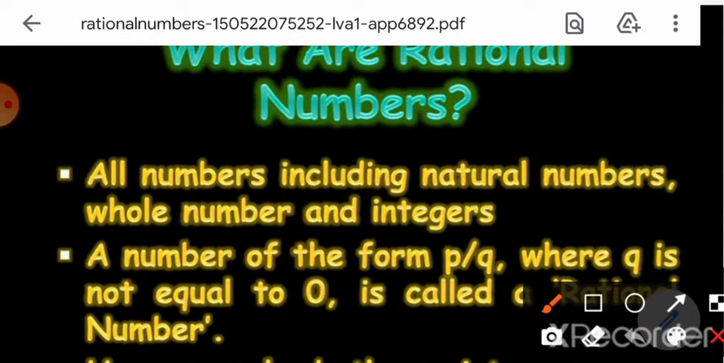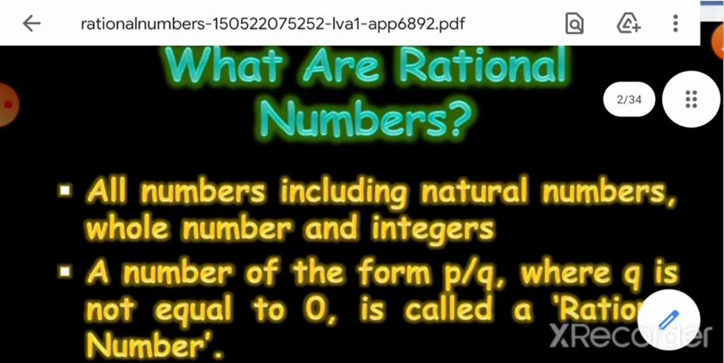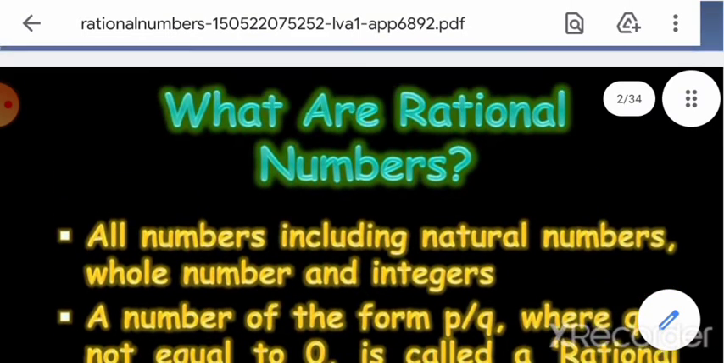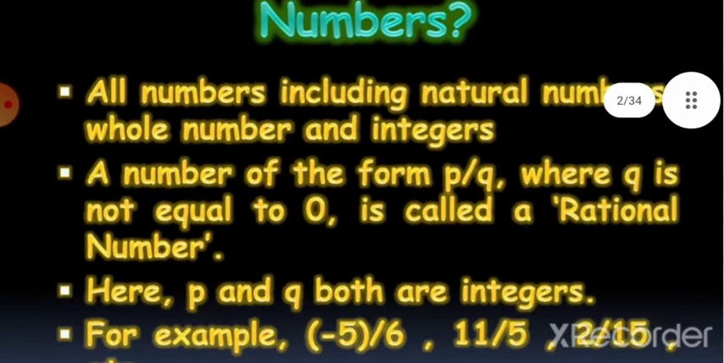A rational number: all numbers including natural numbers, whole numbers and integers. It means a number which can be written in the form of p by q, where p and q are integers and q does not equal 0. So this type of number is known as a rational number.